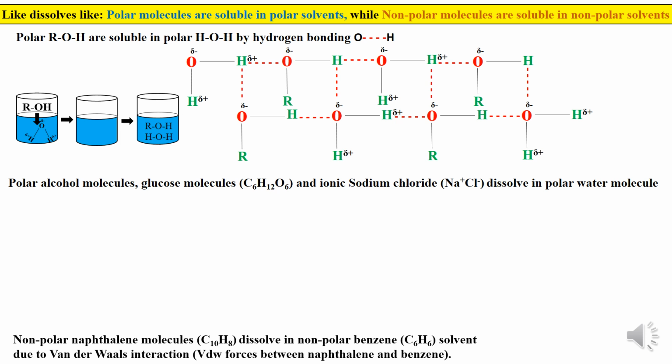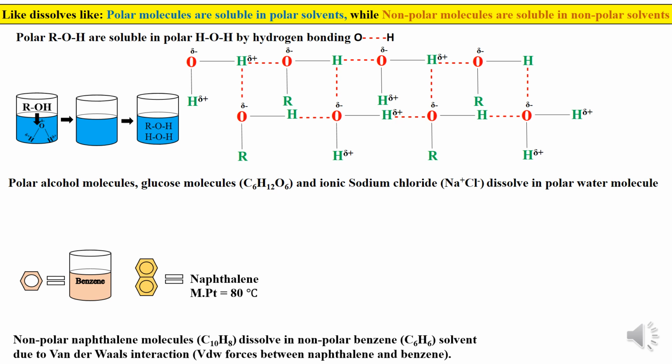So it is the van der Waals interaction that makes the naphthalene molecule completely solubilize or dissolve in non-polar benzene solvent. So let's see how this actually happens. Benzene is a liquid while naphthalene is a solid. Naphthalene is a crystalline white solid with a melting point of 80 degrees Celsius.